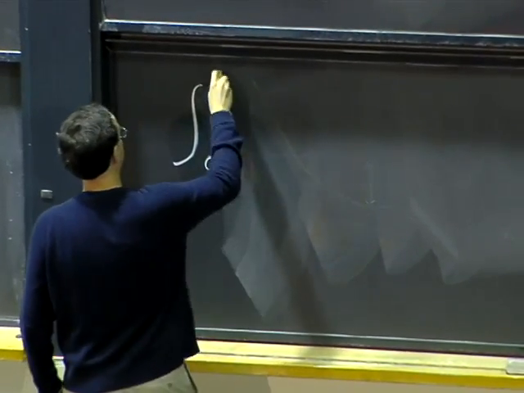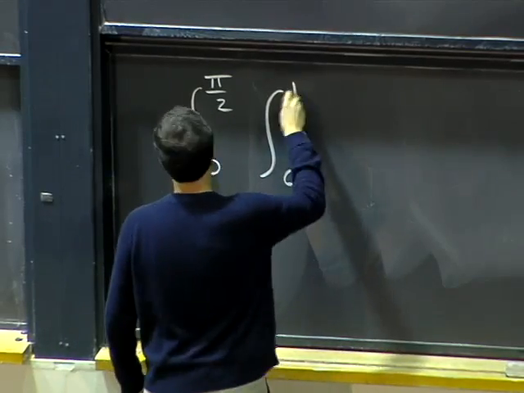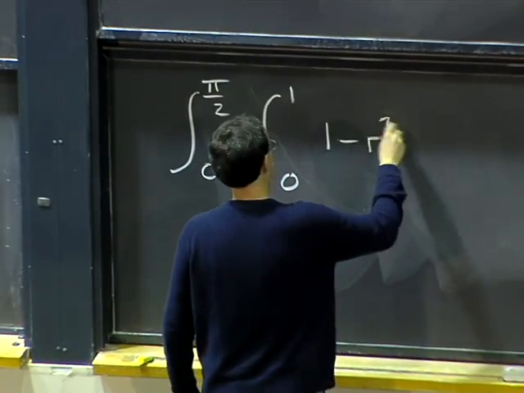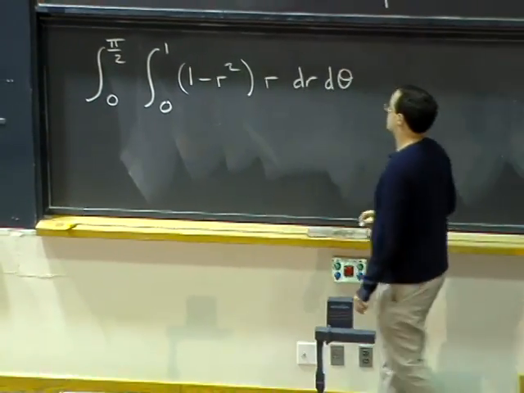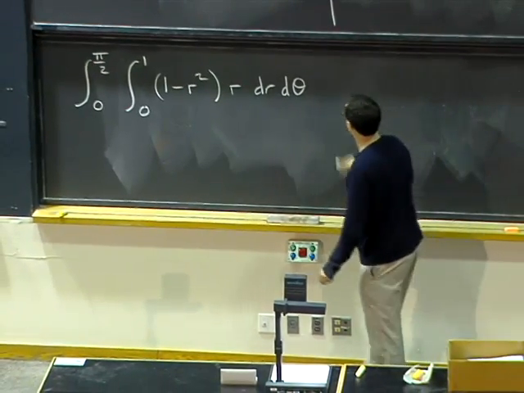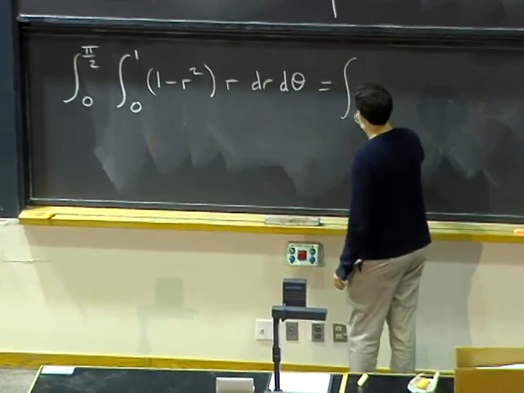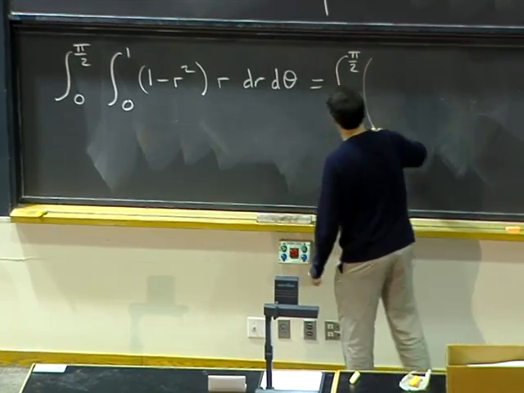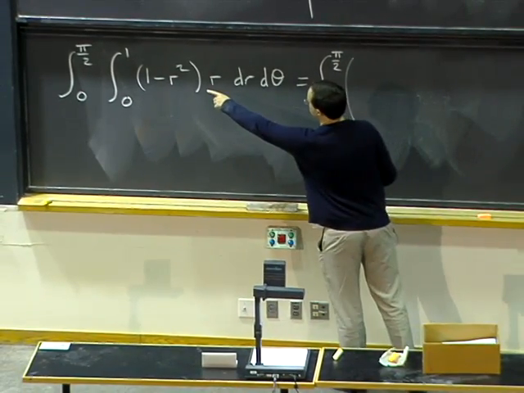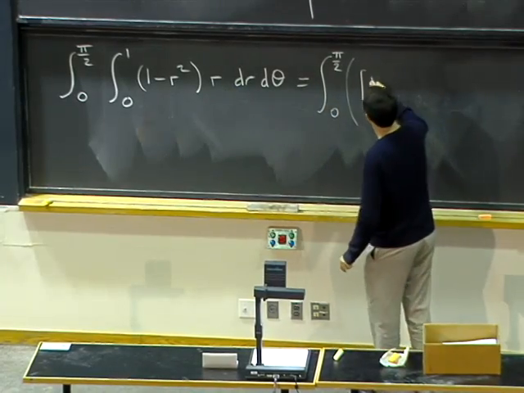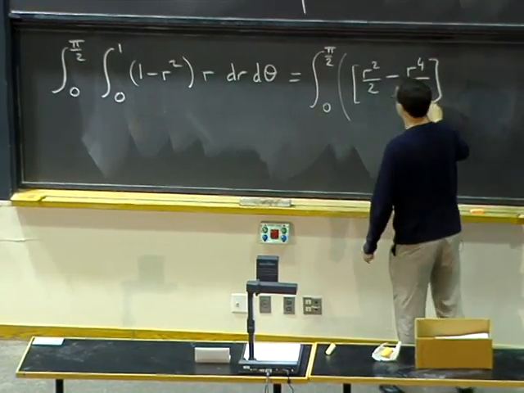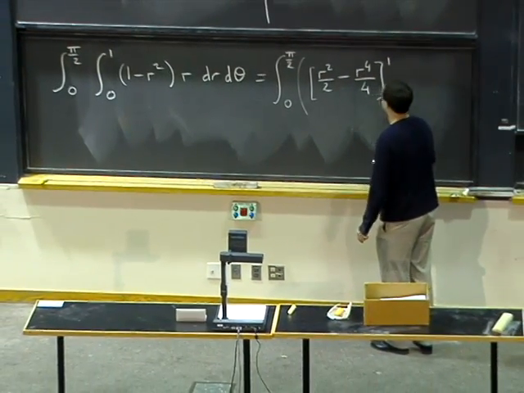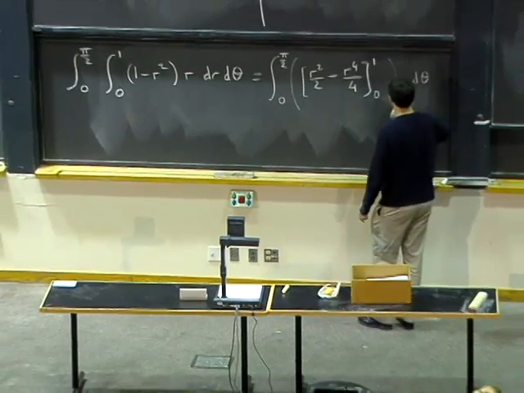So now we just end up with the integral from 0 to pi over 2, integral from 0 to 1 of 1 minus r squared times r dr d theta. Now, if I want to compute this integral, let's first do the inner integral. So if I integrate r minus r cubed, I will get r squared over 2 minus r to the 4 over 4 between 0 and 1. And then I will integrate d theta.